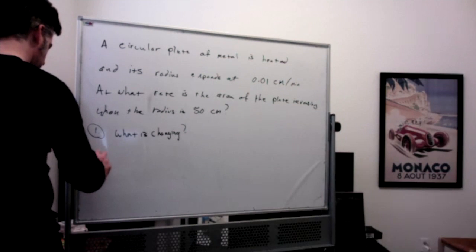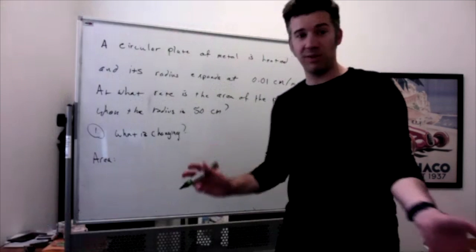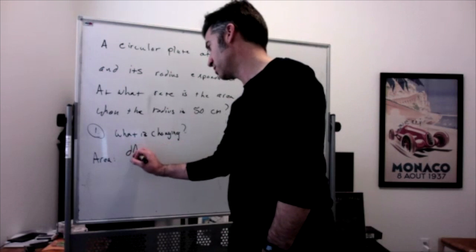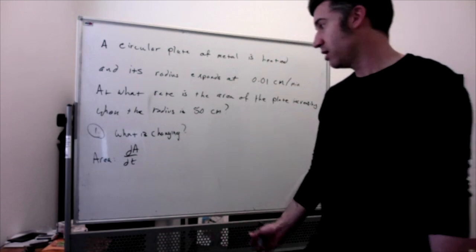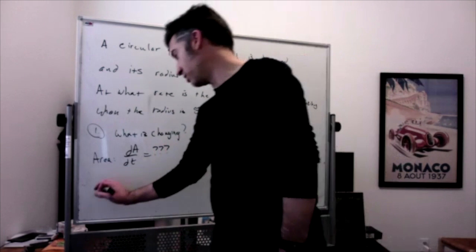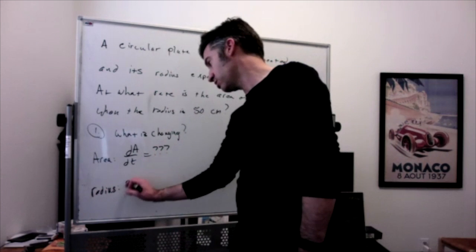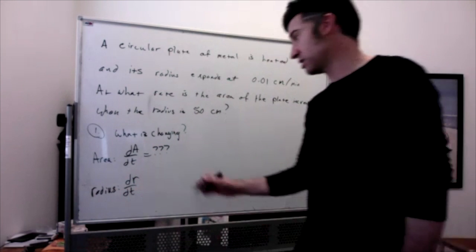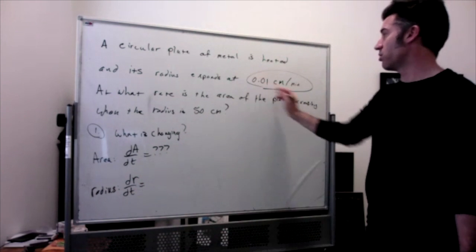So area, that's what we want to know how it's changing. And I typically like to use the Leibniz notation. You're welcome to use other notation, but I'm going to write that as dA dt. We're asking how area is changing as time is changing. We don't know that. What we do know is how the radius is changing. We know that dr dt, the rate of change of the radius, is equal to, it's written somewhere in the problem, 0.01 centimeters per minute.